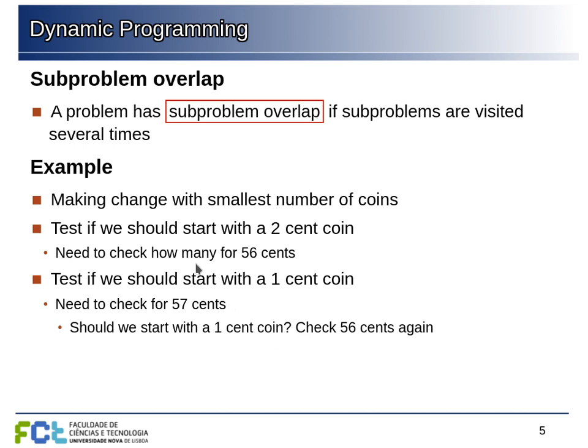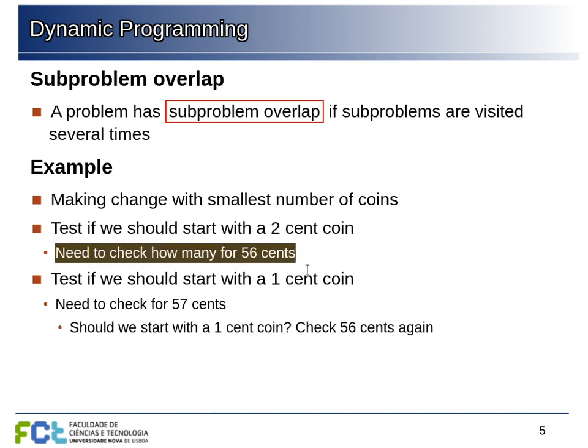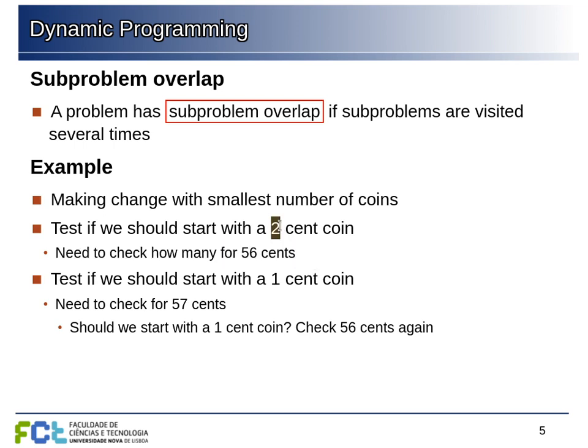For example, suppose that we are checking to see how we could make the change for 58 cents with the smallest number of coins. We could start by checking if we use a 2-cent coin and then see how many coins we're going to need to make the 56 cents change, which is what is left over after we give these 2 cents. We could also test with a 1-cent coin. This would give us a problem of making the change for 57 cents with the smallest number of coins.